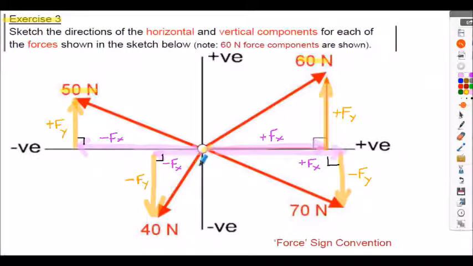Resolving the 40 Newton force in terms of its horizontal and vertical components, now the horizontal component is negative and the vertical component is negative. And finally, resolving the 70 Newton force into its components, the horizontal component is positive and the vertical component is negative. If you're unsure about the use of that notation or the way we resolve the forces, I would encourage you to visit the previous presentation on force resolution.